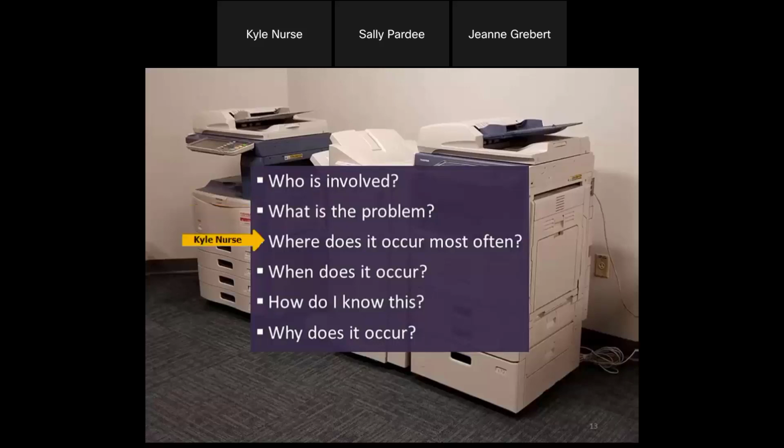Where does it occur most often? The paper is running out more frequently on the large color printer. When does it occur? Well, it's affecting you about 3 times a week, but it's possible others are also having the same problem. How do I know this? My personal experience, but I've also heard other staff members complaining about it by the water cooler.